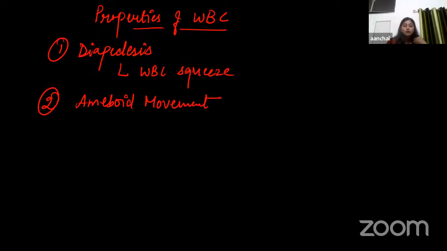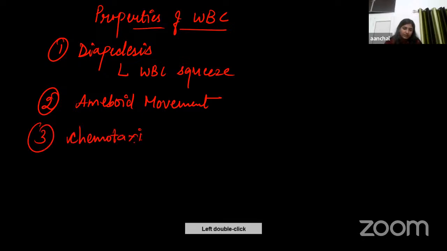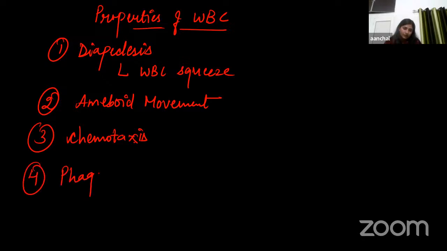So the neutrophils, monocytes, lymphocytes show amoeboid movement that is characterized by protrusion of the cytoplasm and change in the shape. Another thing we have is chemotaxis. Chemotaxis is the attraction of WBCs towards the injured tissue by the chemical substances which are released at the site of injury. Then the last we have, and the most important, is phagocytosis, right?